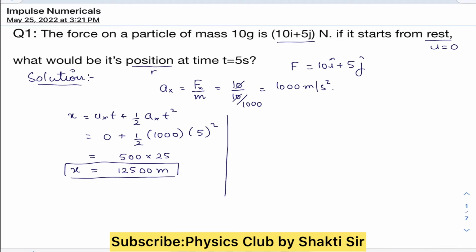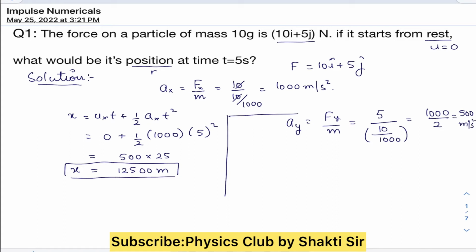Similarly, we can calculate the y component of the position vector. So acceleration along the y-axis is nothing but the force along the y-axis divided by mass, and the value of force along the y-axis is 5, divided by mass, which is 10 gram. It's 10 gram, converted into kg. When we solve this, it comes out to be 1000 divided by 2 equals 500 meter per second square.